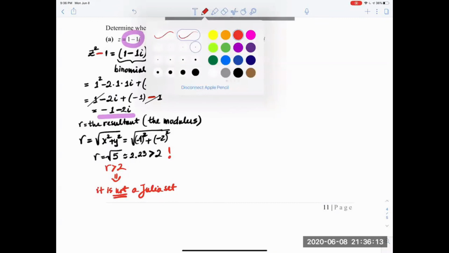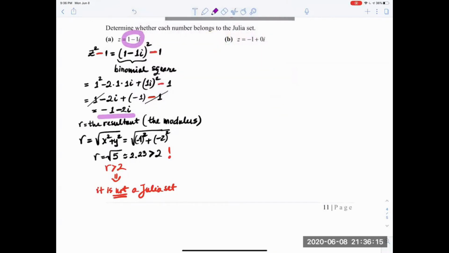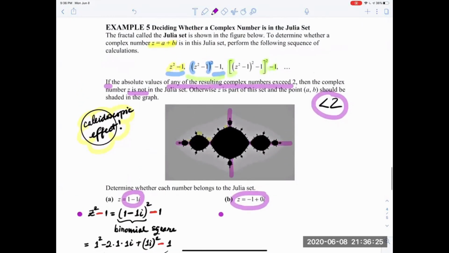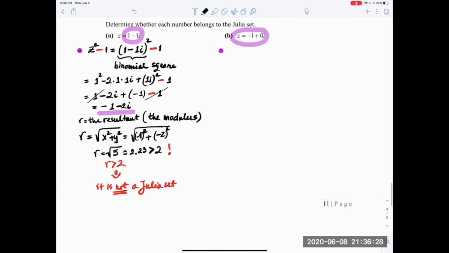Let's do the next one. So in the next example that we have, we are looking at the original z as that. Then you need to do, as we did before, the next step. So the next step is z squared minus 1. So let's go ahead and do that. z squared minus 1, that is negative 1 plus 0i all squared minus 1. You know that the minus 1 that came into place is from the calculations for the Julia set. Good, so we are dealing again with a binomial square.